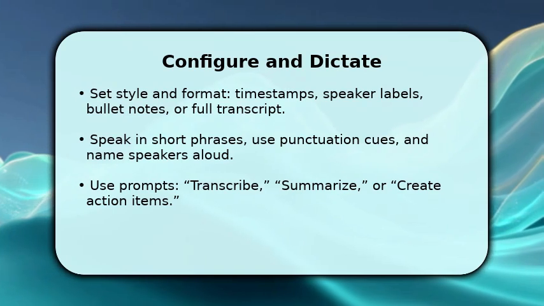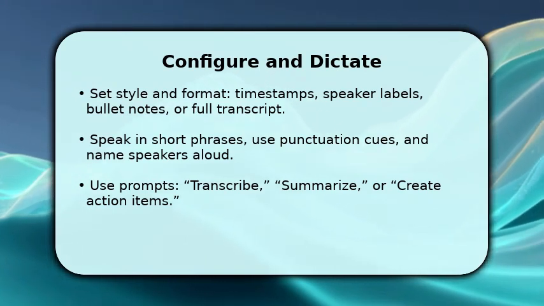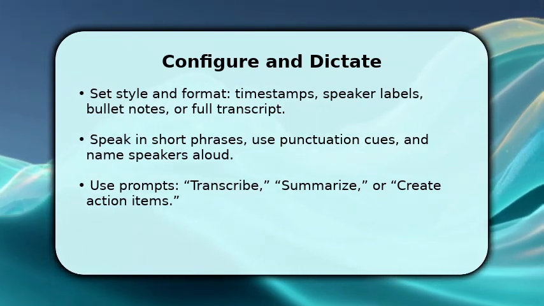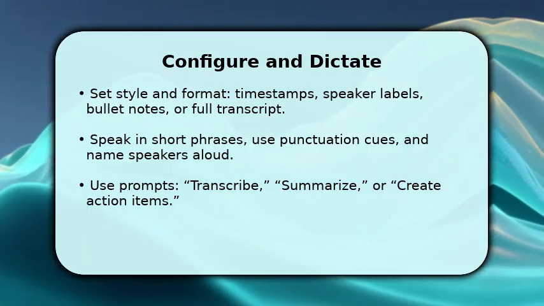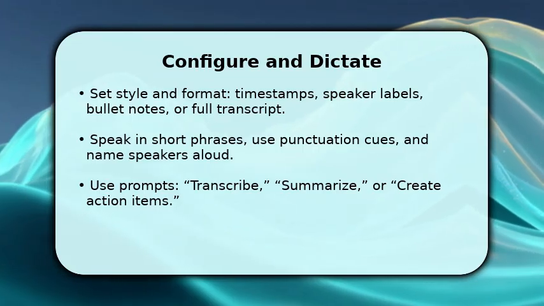Now configure how you want the output. Ask for timestamps, speaker labels, or a summary and tell ChatGPT which format to use. Then dictate in clear chunks, pause between sentences, and say comma or period when precision matters.